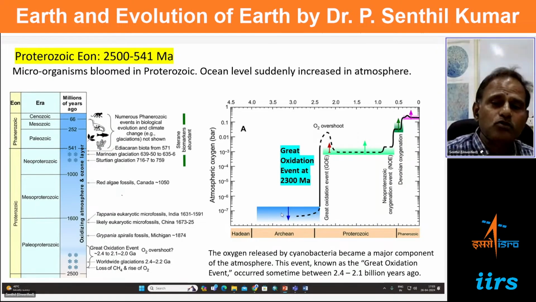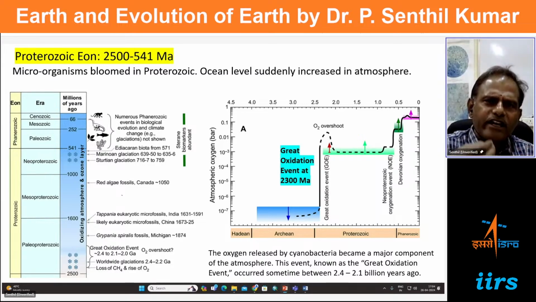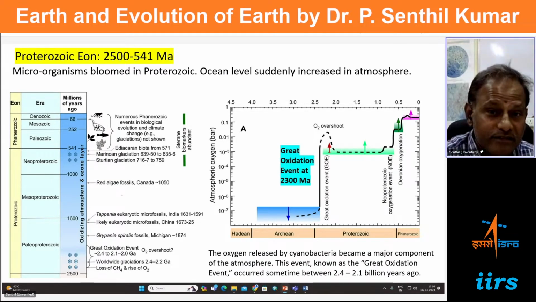Until then, there was no oxygen. There were very little amounts, but suddenly the atmospheric oxygen went very high, at least one-tenth of the present-day oxygen level it reached. During this time, unicellular organisms started blooming in the oceans of Proterozoic Earth.